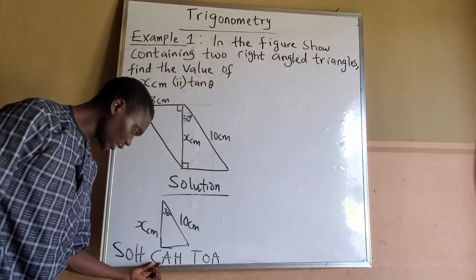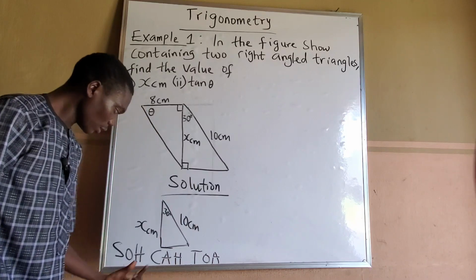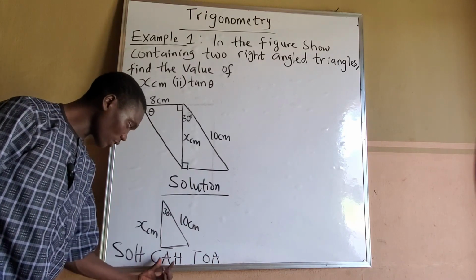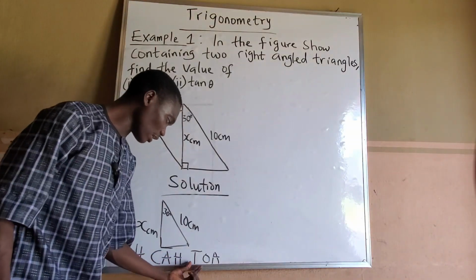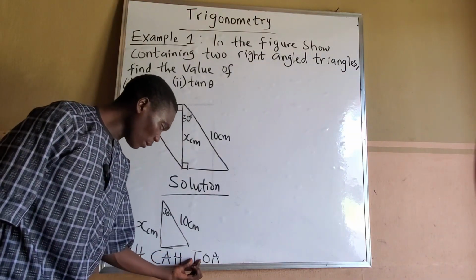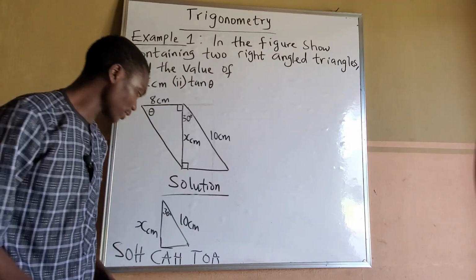This is cos, this first letter here. This one is adjacent, this is hypotenuse. So the formula for cos is equal to adjacent over hypotenuse. Okay? This is tan. The formula for tan is equal to opposite over adjacent.